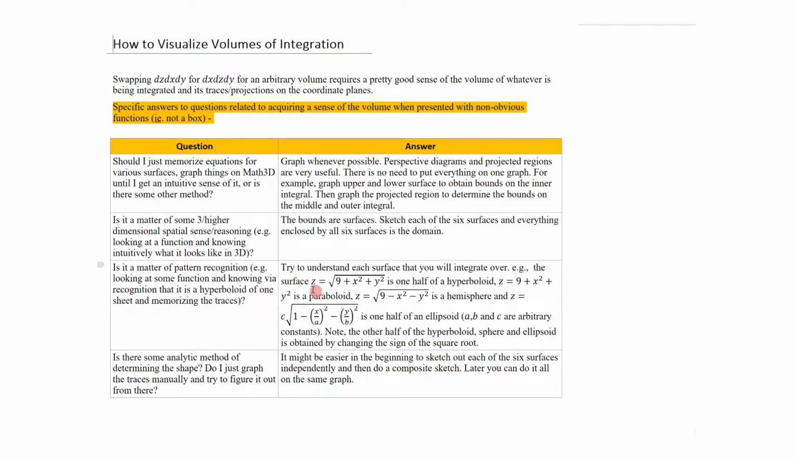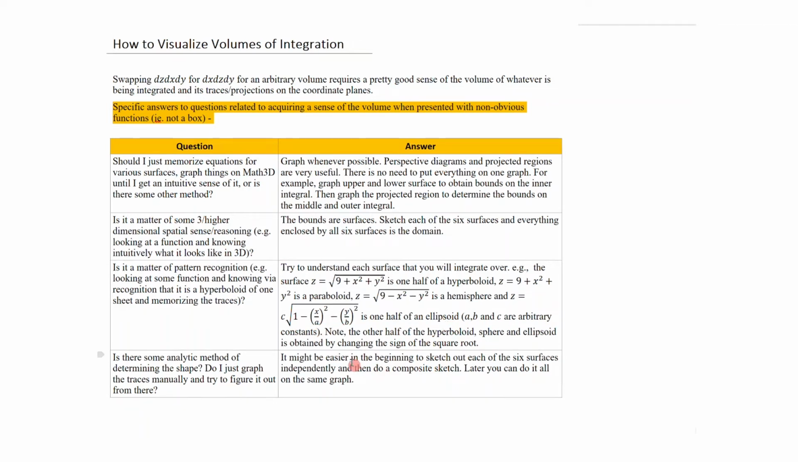So for example, the surface z equals the square root of 9 plus x squared plus y squared is 1/2 of a hyperboloid. And z equals 9 plus x squared plus y squared is a paraboloid. z equals the square root of 9 minus x squared minus y squared is a hemisphere. And z equals c times the square root of this argument with coefficients a and b is 1/2 of an ellipsoid.